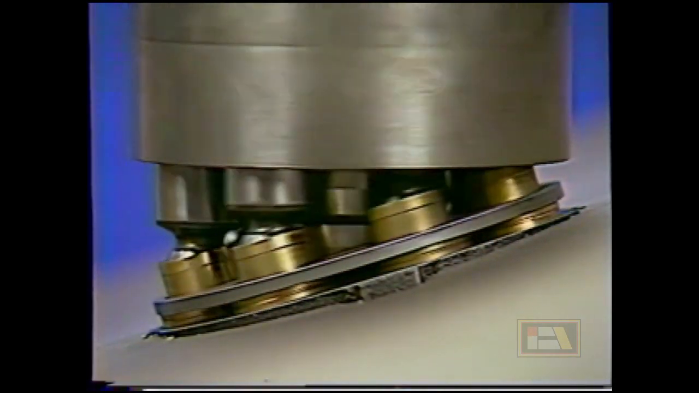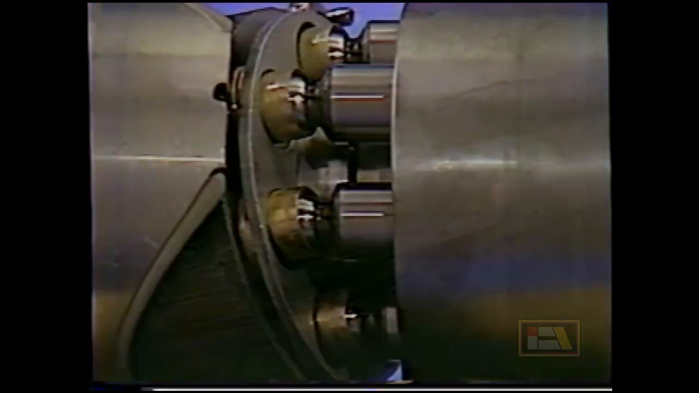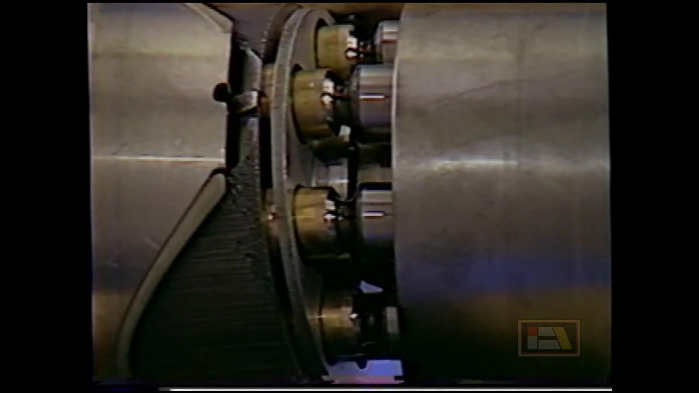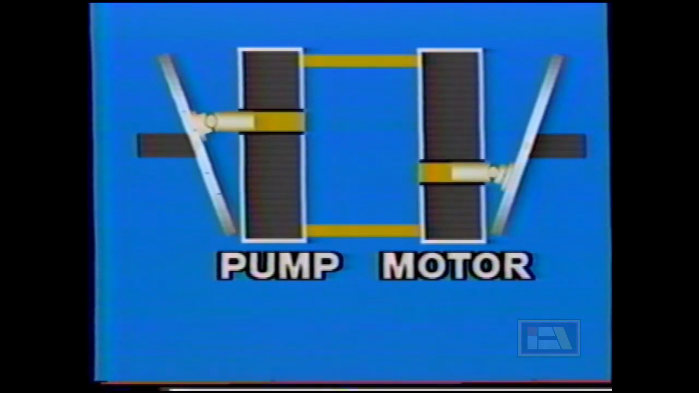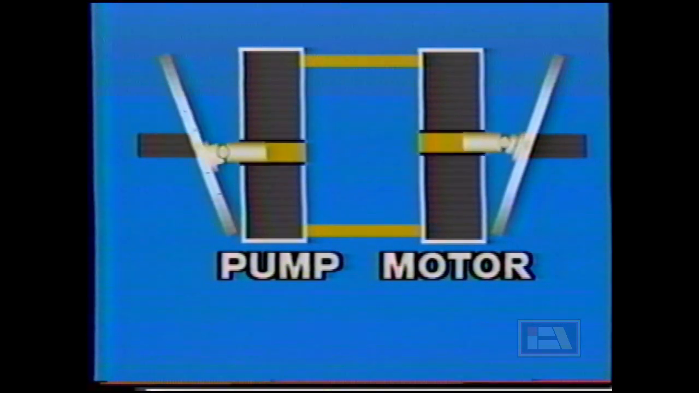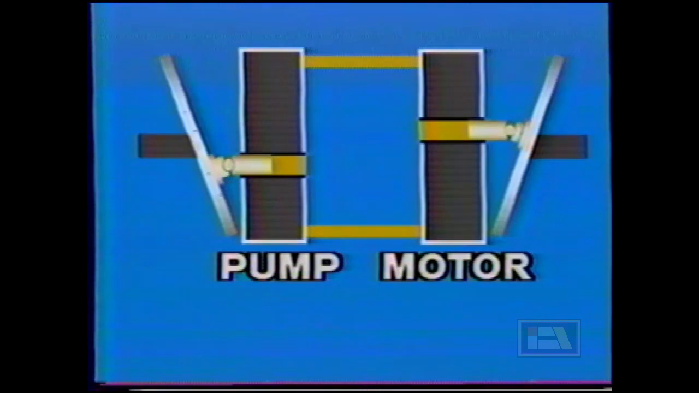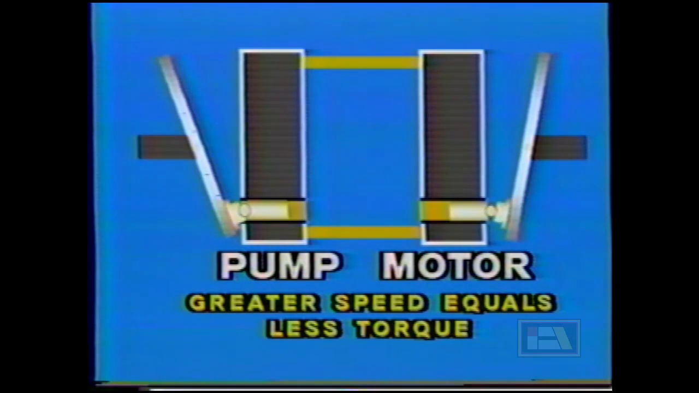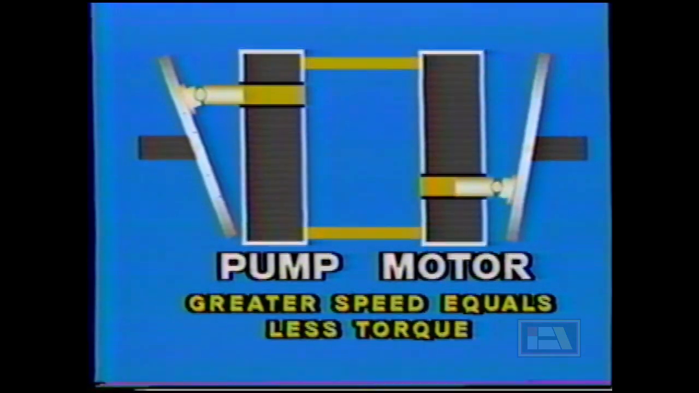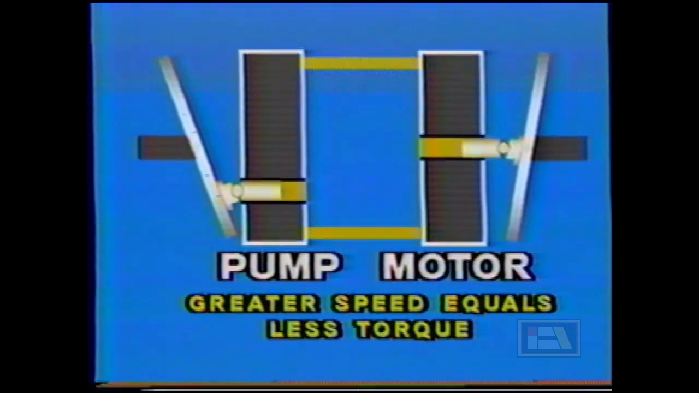But another factor also can cause the motor to run faster. If the swash plate angle in the motor can be changed, we call that a variable displacement motor. Let's see what happens when the swash plate angle of the motor is changed. The volume of oil from the pump remains constant. So, as the swash plate in the motor is tilted towards center, the rotating group must rotate faster in order to displace the volume of oil passing through it. As the speed increases, the output force, or torque, decreases.